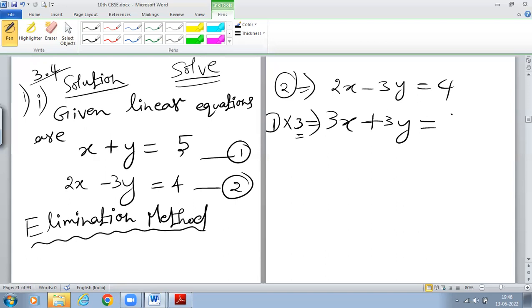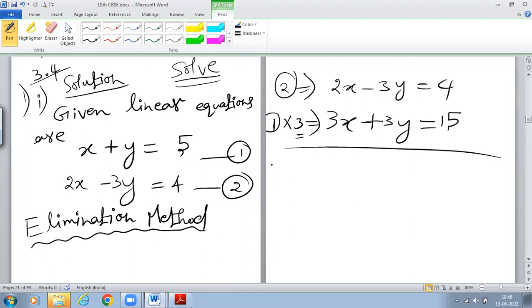So 3x plus 3y is equal to, now what is 3 into 5? You have to multiply the 5 on the right hand side also. 3 into 5 is 15. Now we have to put a line like this. See, now these two equations have the same numerical coefficient, 3 and 3, with opposite signs. If two equations have the same numerical coefficient for a particular variable as well as opposite signs, we just have to add these two equations. This is equation number 2, and this is the new equation, which we got by multiplying equation number 1 by 3. Now we have to add these two equations.